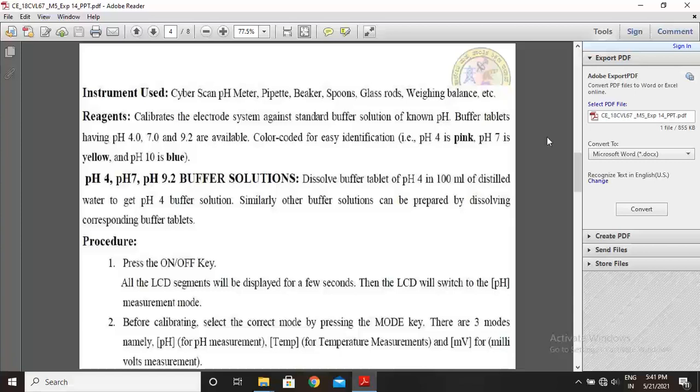Before calibrating, select the correct mode by pressing the mode key. There are three modes, namely pH measurement, temperature measurement and voltmeter, that is conductivity measurement. So there are three mode options given on the mode key. In whichever mode you want, you adjust with respect to that mode key.